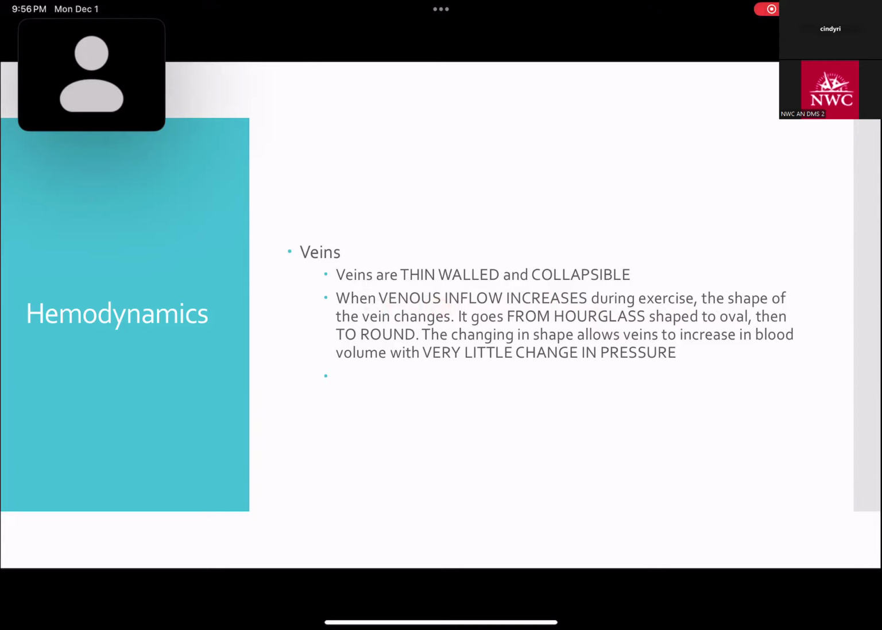So that means as you are exercising, there is an increased amount of blood being dumped into your veins, which then goes up your body through your IVC and to your heart. But even when you are exercising and there's an increase in venous inflow, there's very little change in pressure. So think about that. There is an increase in venous inflow. There's an increase in flow, right?